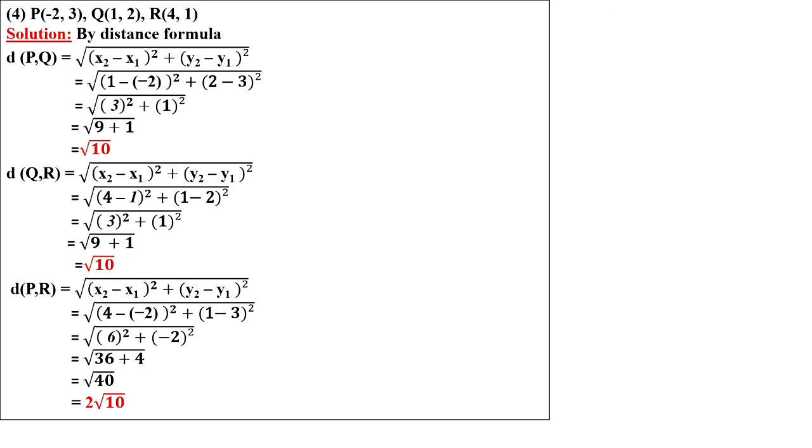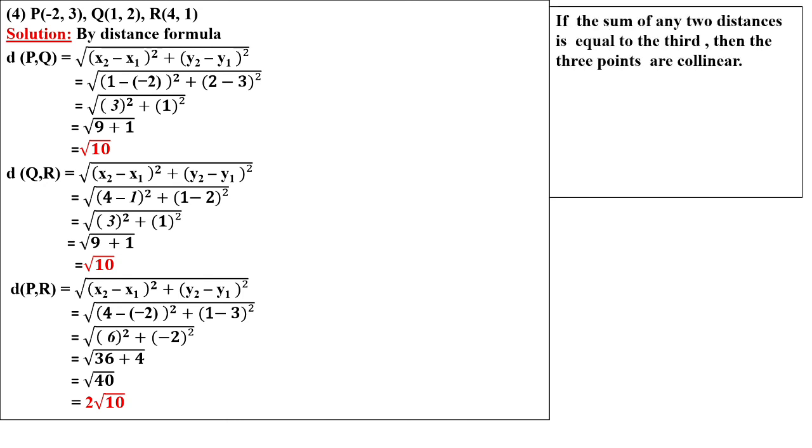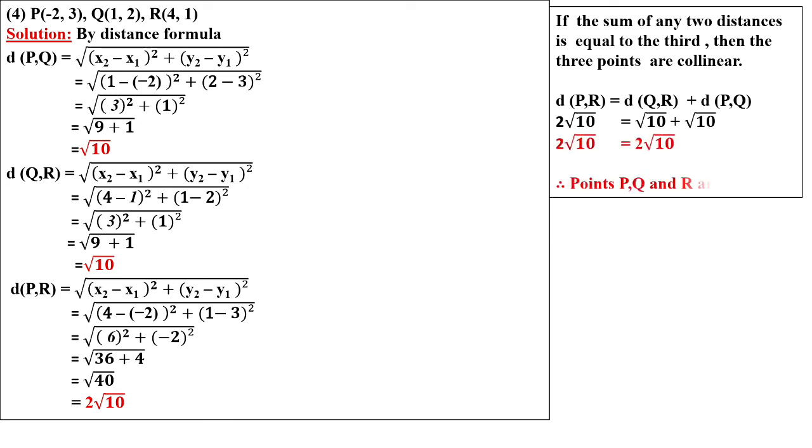So among these three distances, PR is greater than the others. If the sum of two distances is equal to the third one, then we can say they are collinear. PR is greater than the other 2. So distance PR should equal the distance QR plus the distance PQ. Substitute the values: under root 10, under root 10. So 1 under root 10 plus 1 under root 10, 1 plus 1 is 2 under root 10. So the left hand side and right hand side are equal. So we can say points P, Q, R are collinear.